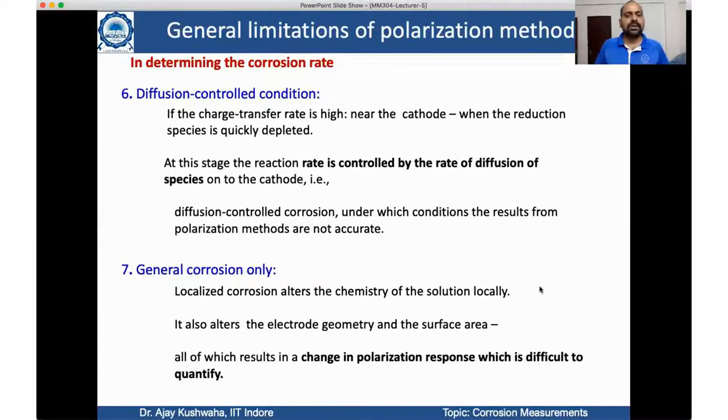It also alters the electrode geometry as well as the surface area if the corrosion is not generalized, and all of this results in a change in polarization response, which is difficult to quantify. So it's very difficult to quantify localized corrosion or any kind of specific corrosion by doing this polarization method. These points need to be considered while we are monitoring the corrosion rate using electrochemical techniques.